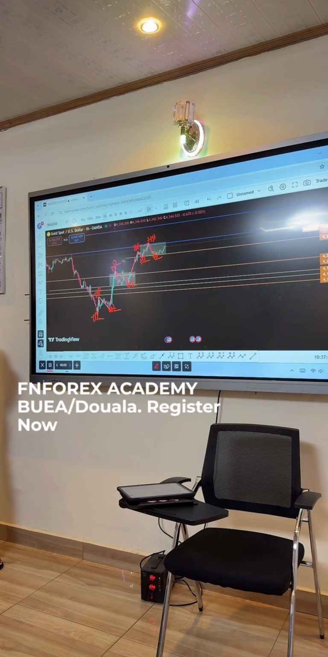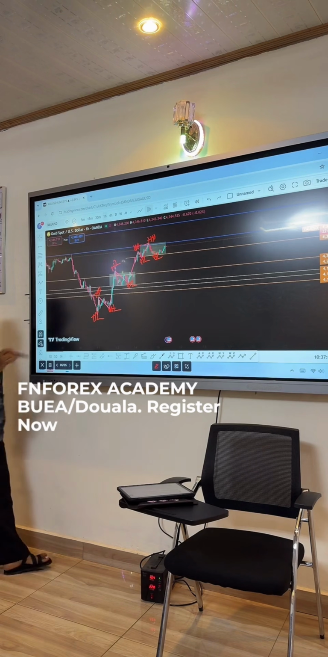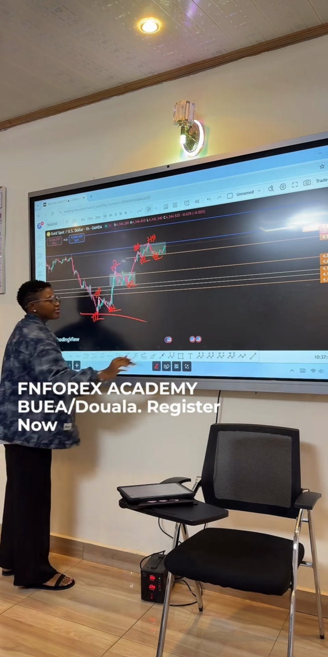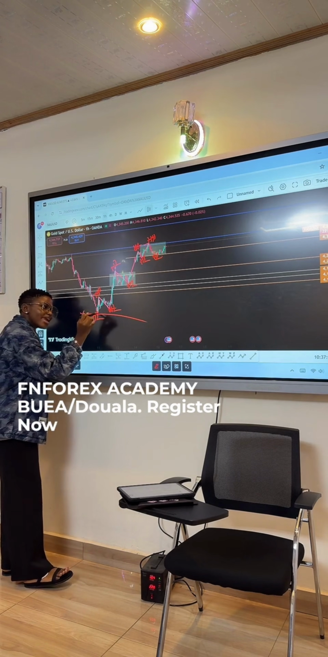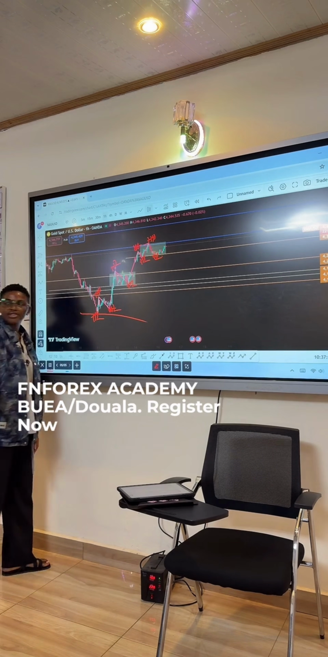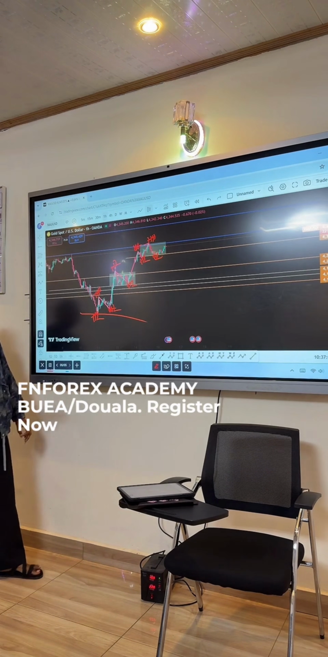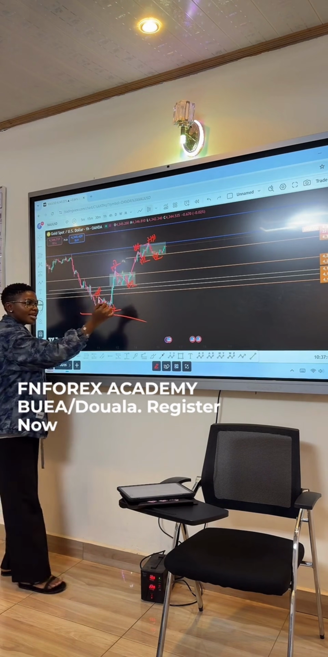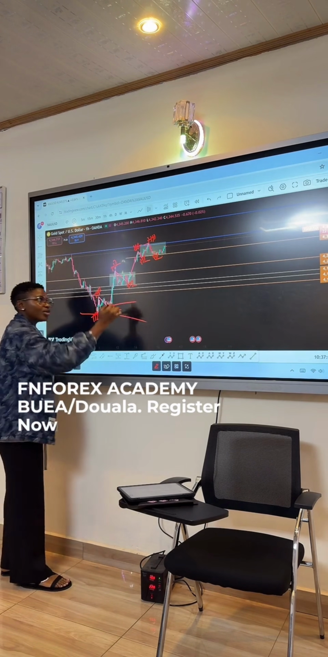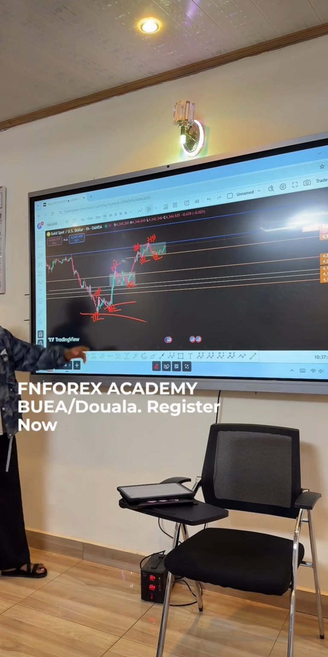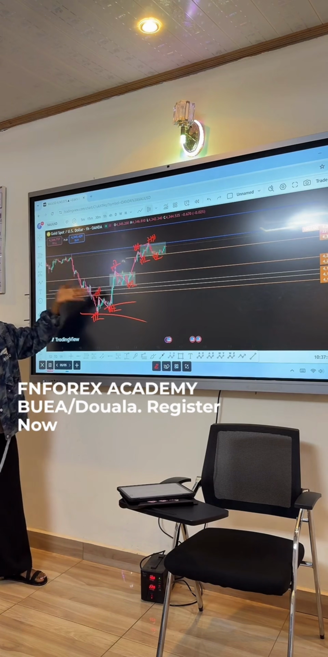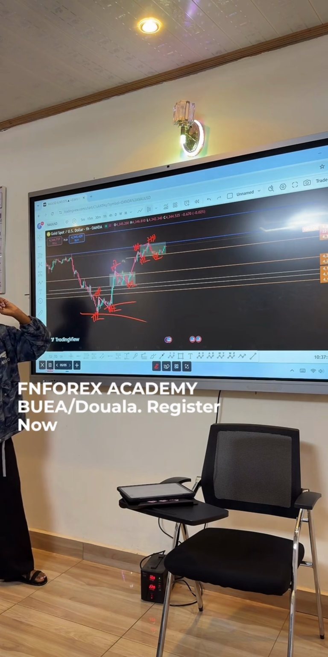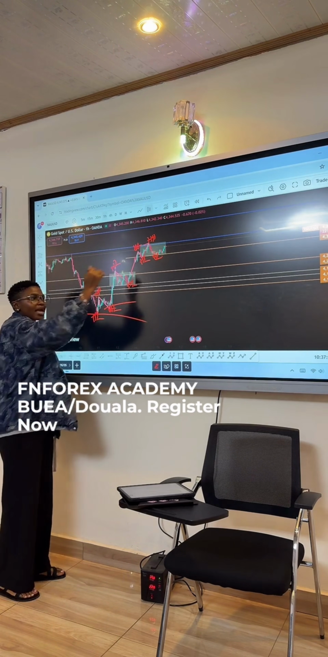Where do we have entries? Entries at the higher low, the higher low and the support level. So if you had entered gold here, will you not make profit? If you wait for the next big test, then you enter here at the next higher low, you make massive profit. This is around 1,000 pips, even more. So you enter at the higher low, you make profit.